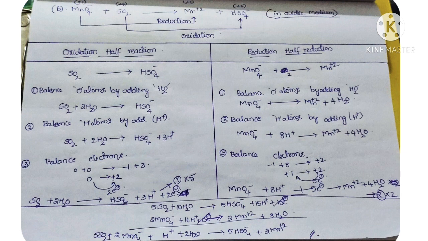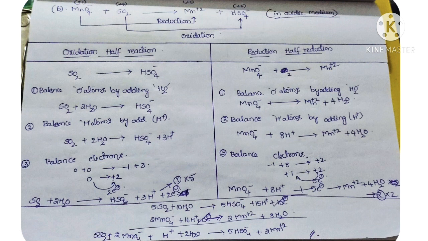So the equations change to like this. 5SO2 plus 10H2O gives rise to 5HSO4 minus plus 15H plus plus 10 electrons. And the second equation is multiplied with 2. So the equation is like this. 2MnO4 minus plus 16H plus plus 10 electrons gives rise to 2Mn plus 2 plus 8H2O. So the equation is like this. 5SO2 plus 2MnO4 minus plus H plus ions and 2H2O gives rise to HSO4 minus plus 2Mn plus 2.